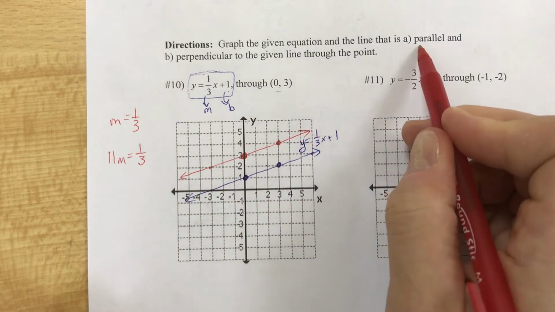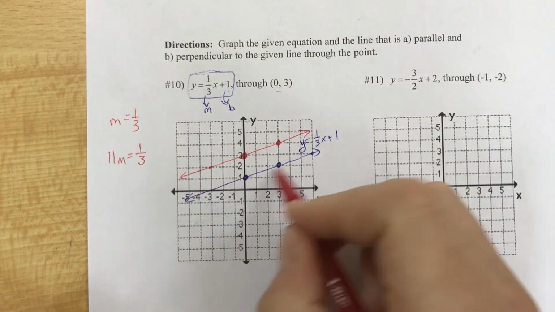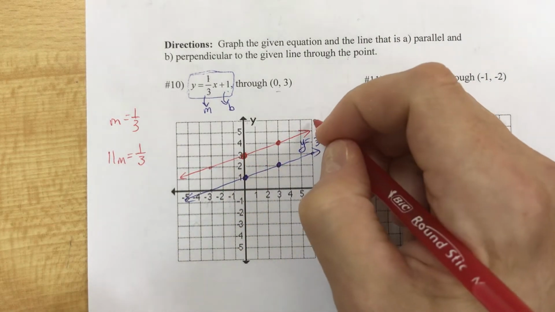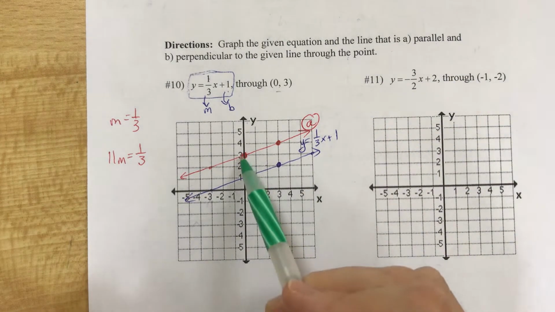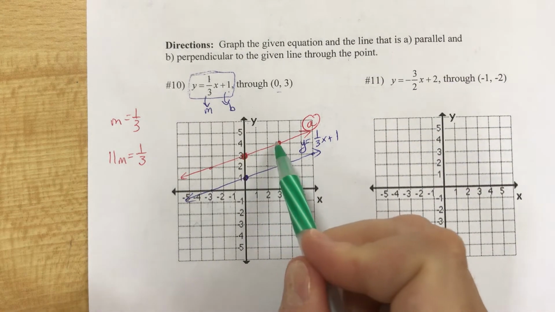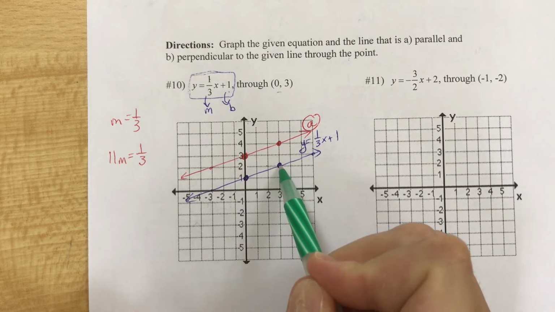Okay, so for part A, where we graph the line parallel to this one that goes through (0, 3), I'm just going to put an A there. That was part A. And you can look at it, it looks parallel. So all I have to do is count the same slope.